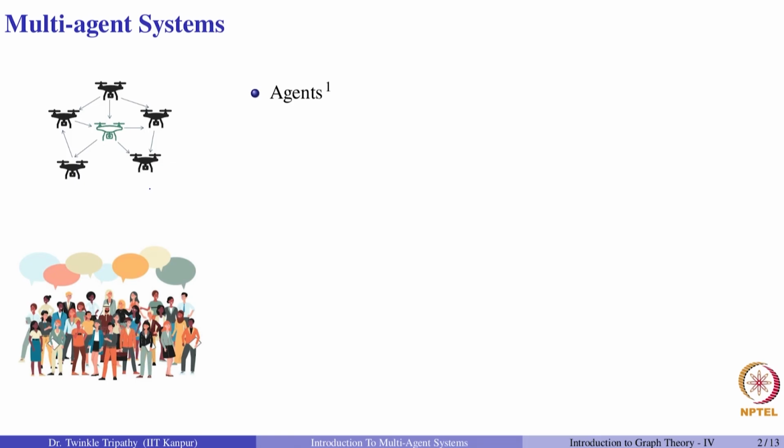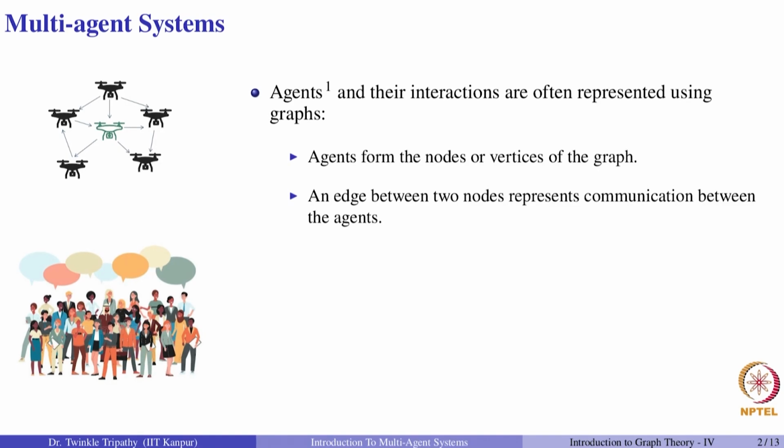Now in any multi-agent system we have a group of agents. For example, we see a system of drones here which are collectively trying to complete some objective, or even a group of people who are talking to each other can represent a multi-agent system. Now in general, agents and their interactions, as we have been discussing till now, can often be represented using graphs, where the agents become the vertices of the graph and an edge between any two nodes or vertices simply represents a communication between those two agents.